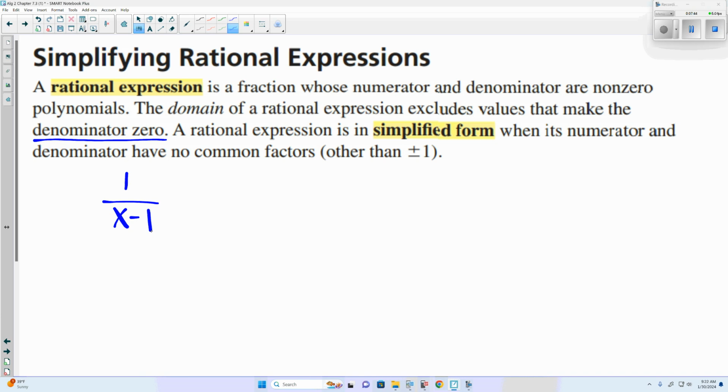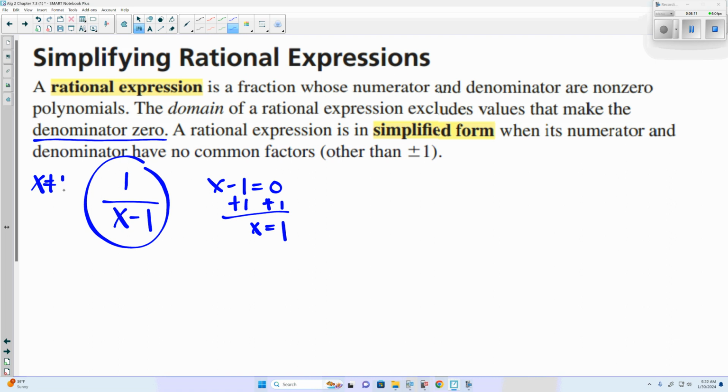So here, 1 over x minus 1. Denominator is x minus 1, yes? What value of x would make x minus 1 be 0? Well, one way we can find it is set it equal to 0 and solve. 1. Because if x is 1, 1 minus 1 is 0. So we said we could plug any x into this, except x cannot be 1, because any value that makes the denominator be 0, we have to exclude. And that's what it means, rational expressions excluding values that make the denominator 0. We have to exclude those.